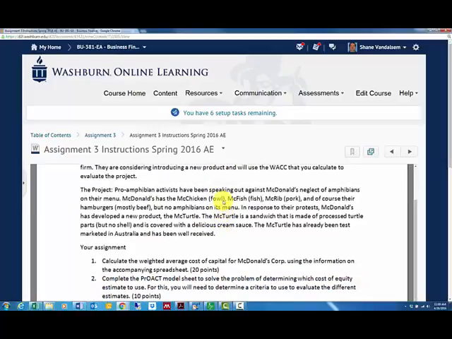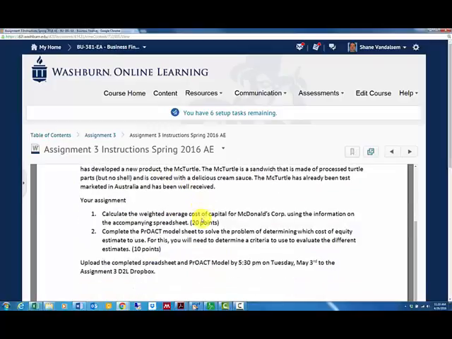The project is a little silly, and it looks like this. Pro-amphibian activists have been speaking out against McDonald's neglect of amphibians on their menu. McDonald's has the McChicken, which is fowl or birds, McFish, which is fish, McRib, which is mostly pork, and of course their hamburgers, mostly beef, but no amphibians on the menu. In response to their protests, McDonald's has developed a new product, the McTurtle. The McTurtle is a sandwich that is made of processed turtle parts but no shell and is covered with a delicious cream sauce. The McTurtle has already been test marketed in Australia and has been well received.